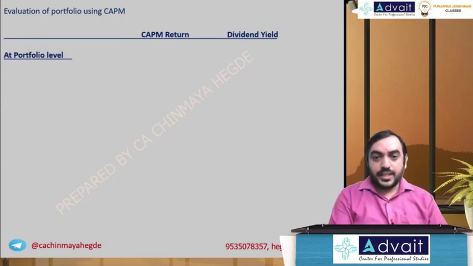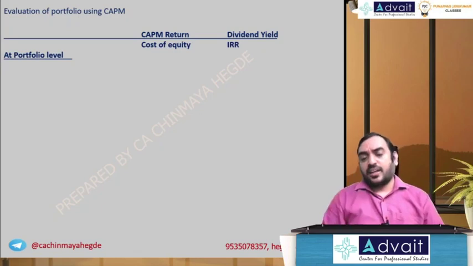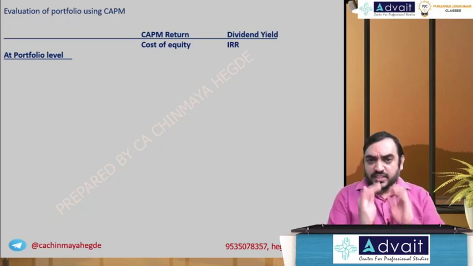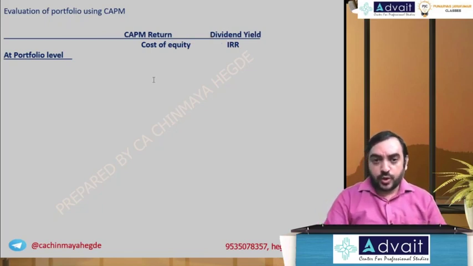CAPM return is treated like a cost of equity. For your reference, I'm telling. Dividend yield you treat like an IRR. If cost is less and IRR is more, then we say it's good to buy. Okay, now one more column: Recommendation.